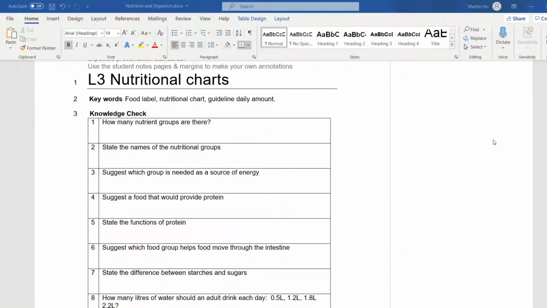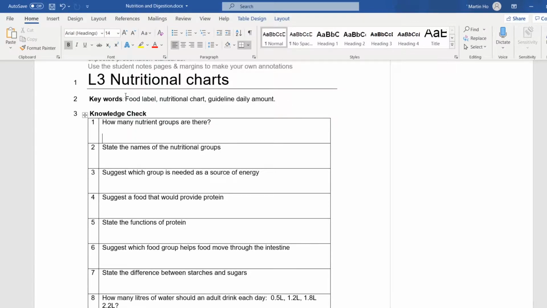Hello there, and welcome to Lesson 3 of Nutrition and Digestion. In this lesson, we're going to be focusing on reading and understanding nutritional charts. Our keywords today are food label, nutritional chart, as well as guideline daily amount.